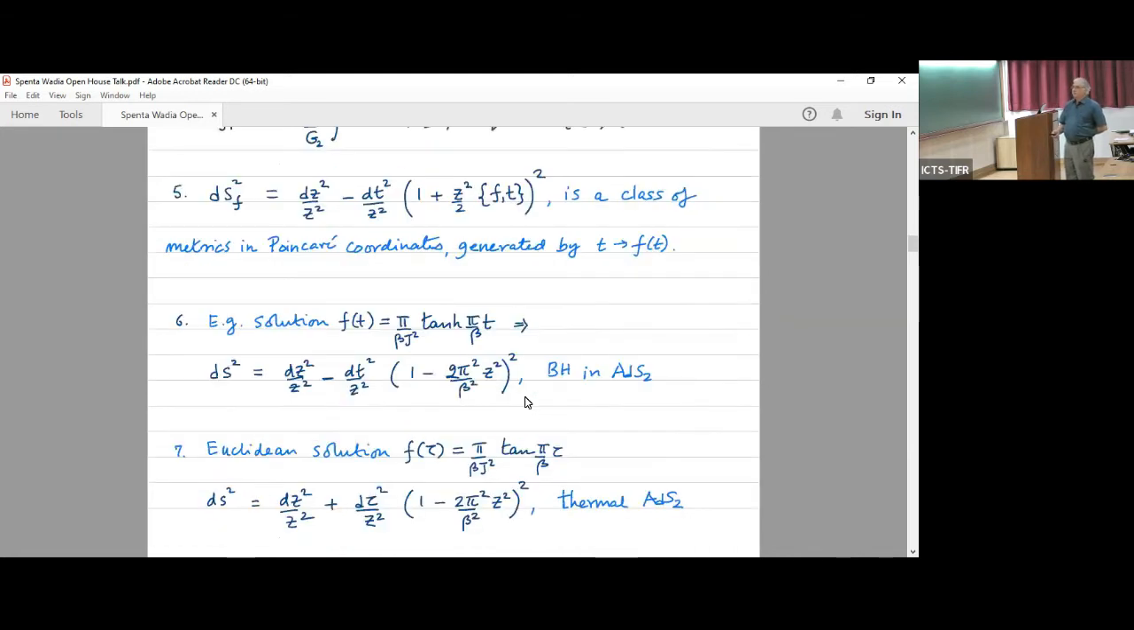You can now write down a class of metrics in this theory, which can be generated, let's say, in Poincare coordinates by essentially a diffeomorphism symmetry like this. All this is very well known, and one important solution is this famous tanh, which describes a black hole in AdS2. This is Lorentzian spacetime, and this is thermal AdS2, if you just take an analytic continuation of time to imaginary time.